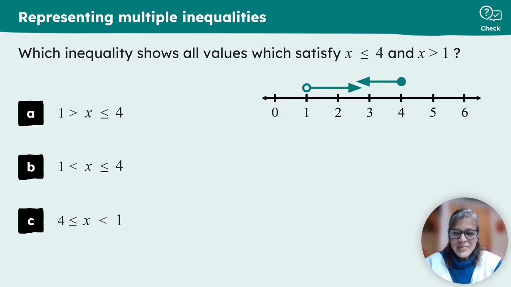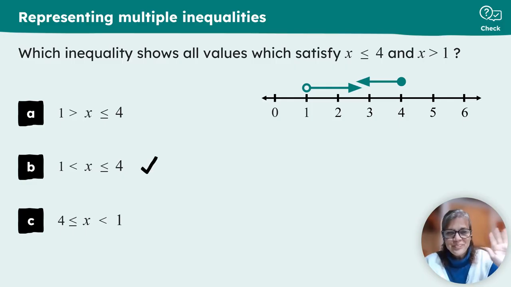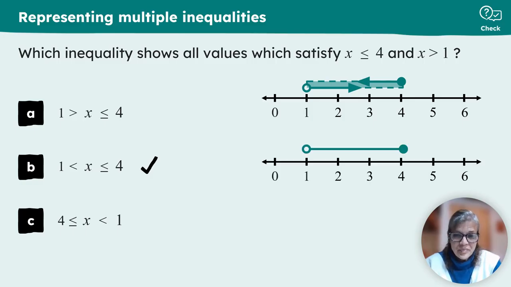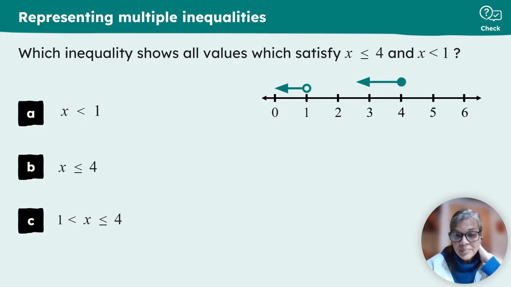Okay, pause the video and decide. Okay, how many picked B? You are right. It is that region. Okay, it could be represented together and look like this if you did it in one line.